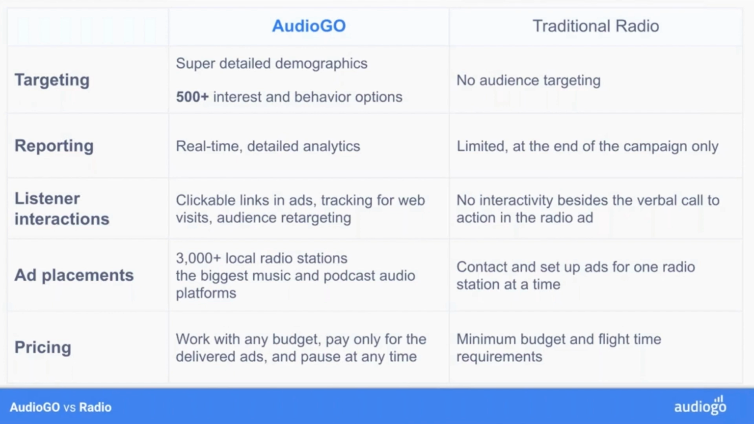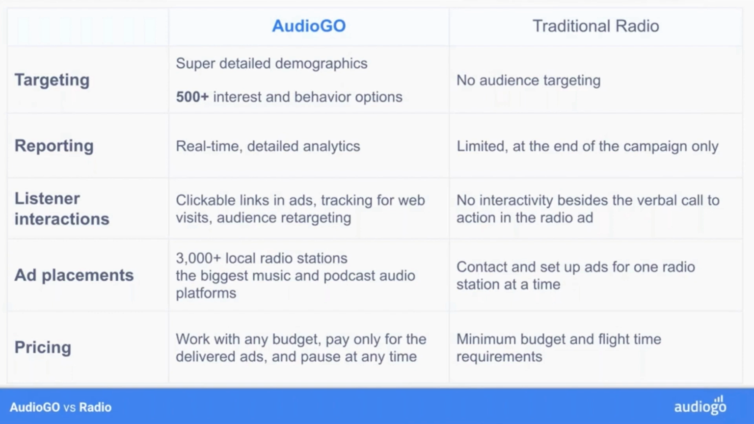The next piece would be placements. So it's very easy. Again, you just fill in the target audience information, and then our ads will run across thousands of online radio stations to reach the right listeners, as well as on the biggest music and podcast audio platforms. Whereas on the other side, of course, it's usually set up on a particular station or a group of stations at a particular time during the day. Again, you do have that capability in AudioGO. You can choose if you want to reach folks during peak drive times, for example. You can block off those hours to make sure that your ads are only delivered there.